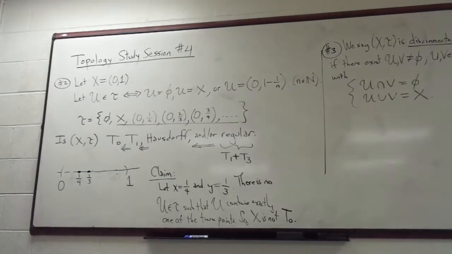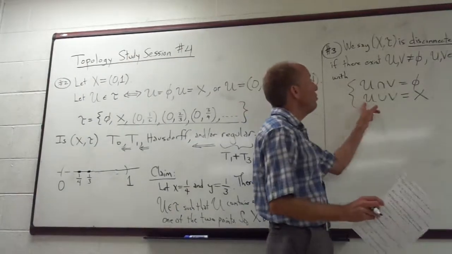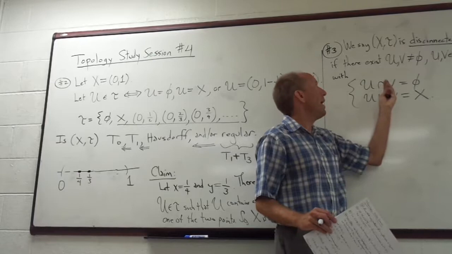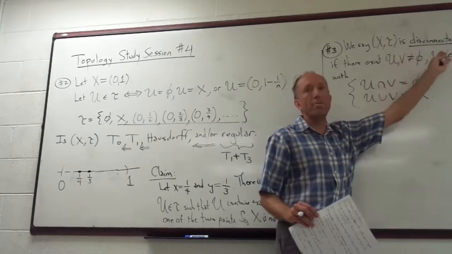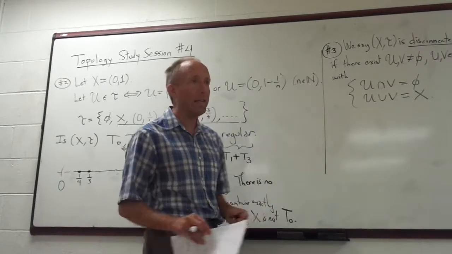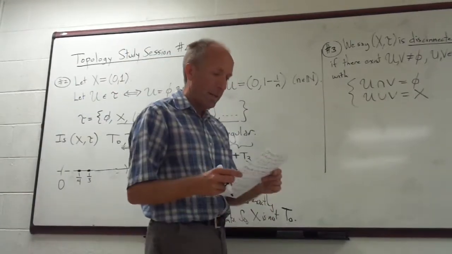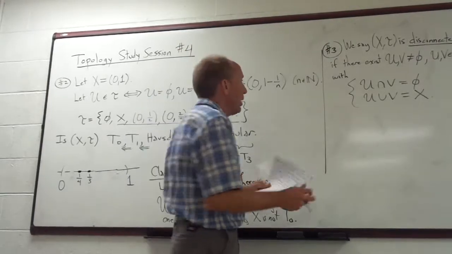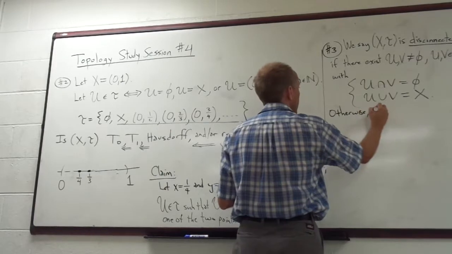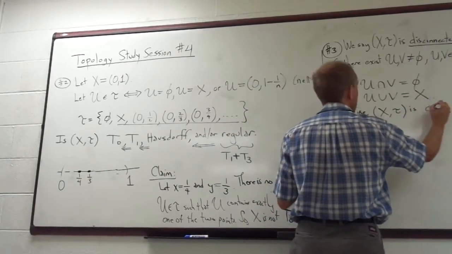So a space is disconnected if we can express it as a union of two disjoint open sets that themselves are not empty. I can't just cheat and make one of them the empty set and the other one the whole space. I have to be a little more careful than that. Otherwise, (X, tau) is connected.